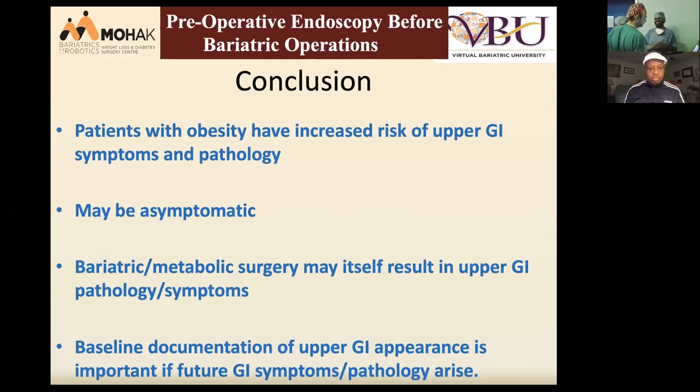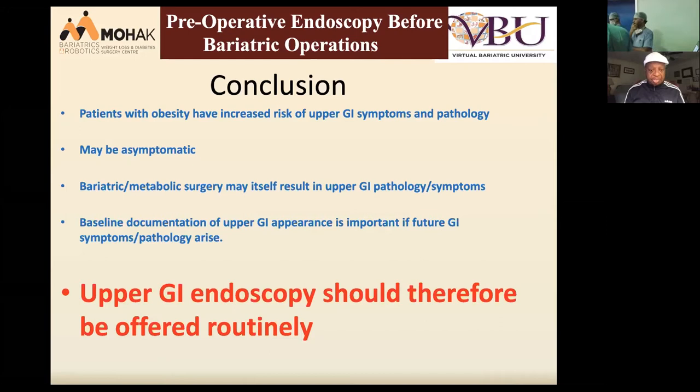In conclusion, patients with obesity have increased risk of upper GI symptoms and pathology. They may be asymptomatic. Bariatric metabolic surgery may itself result in upper GI pathology and symptoms. And therefore, baseline documentation of upper GI appearance is important before bariatric surgery. Next. Based on this, we recommend that upper GI endoscopy should therefore be offered routinely. Next.